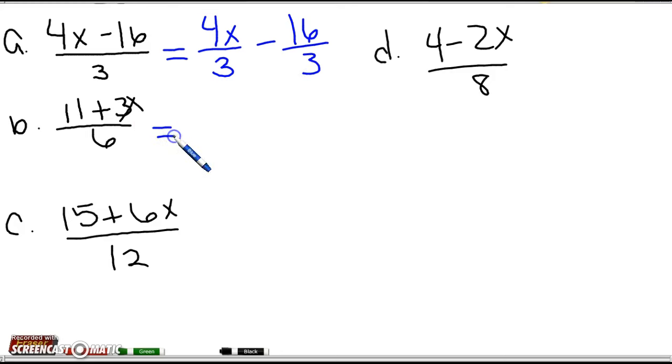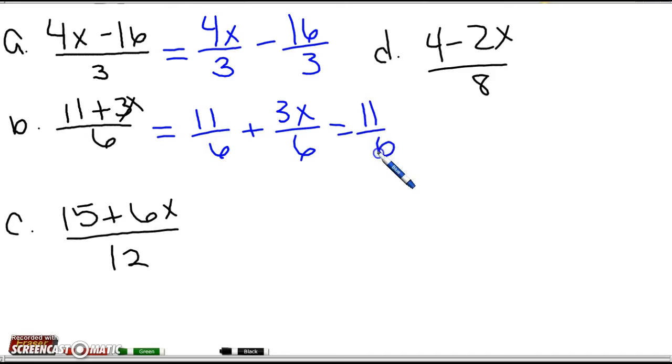Okay, so the next one I have 11 over 6 plus 3x over 6. Now I can't leave this one the way that it is because I can reduce. So I have to always reduce. Both of them have a factor of 3. That gives me x over 2.